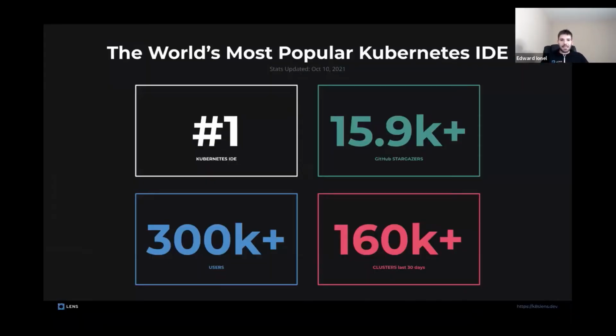Here are some stats of Lens. I always say this, and I apologize to some, but we are the self-proclaimed world's most popular Kubernetes IDE. And we have some stats to back that up as well. Here you can see we have over 15,000 GitHub stargazers, very close to 16,000.